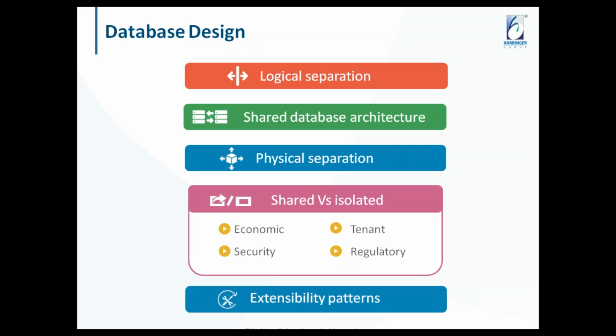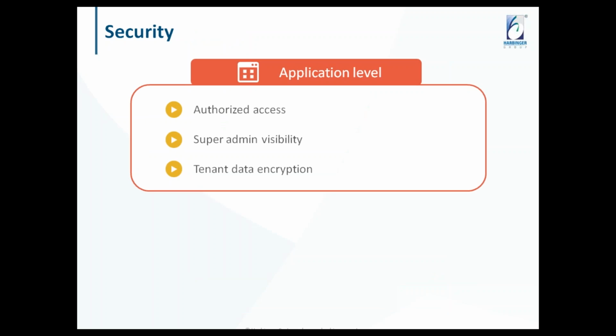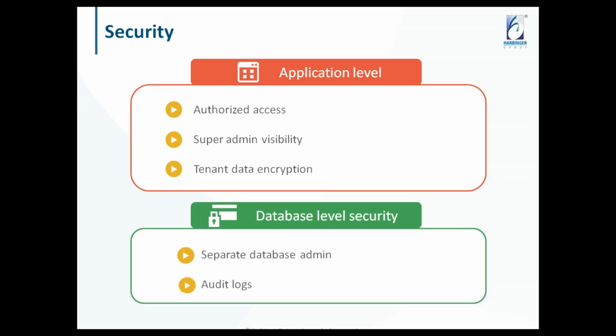Now we'll look into the security aspect of multi-tenancy. Security can be divided into two parts. First is the application level and second is the database level. Now when we say security in terms of application level, the first thing that comes to mind is authorized access. Definitely the application should allow all the authorized users to access the application and restrict all the unauthorized users. Along with this aspect, the users should not be able to access data from other tenants.